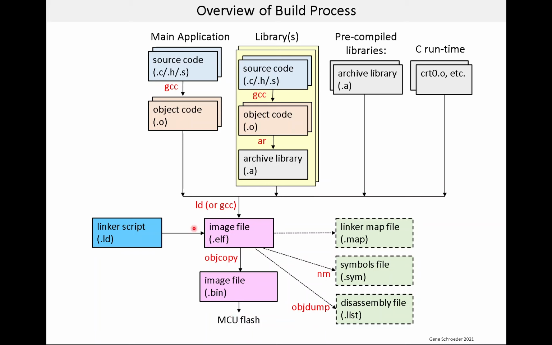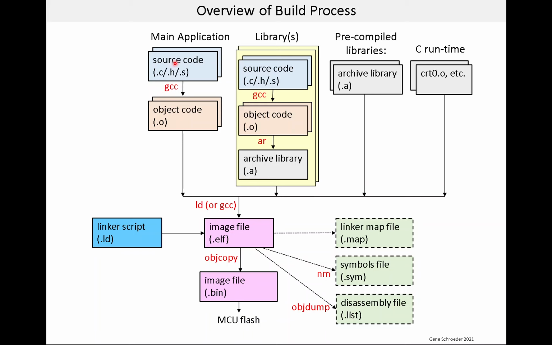These blocks of different colors represent different kinds of files. The text in the box tells you what's in the file and the file name extension. The arrows between these boxes show how one set of files results in the next set, and the tool used to do that is shown in red. These tools are part of the tool chain.